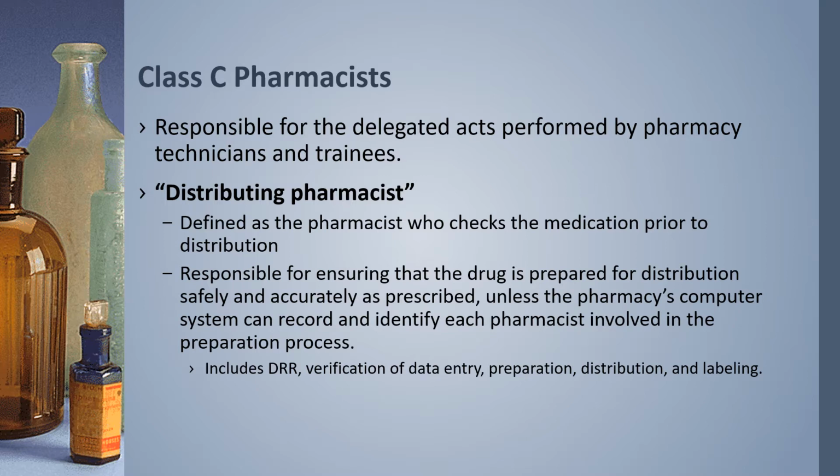Now, a pharmacist in charge and a staff pharmacist can also be labeled as a distributing pharmacist. The distributing pharmacist is defined as the pharmacist who checks the medication prior to its distribution to a patient. As you can imagine, there's a lot that goes into this process. Includes drug regimen review, which looks at drug interactions or allergies to medications and so forth. Also verifies the data entry of the prescription to ensure that it was typed correctly for the right drug, the directions are correct, the drug is prepared correctly, its distribution is done so to the right patient, and the correct product is labeled. So there's a lot that goes into that.